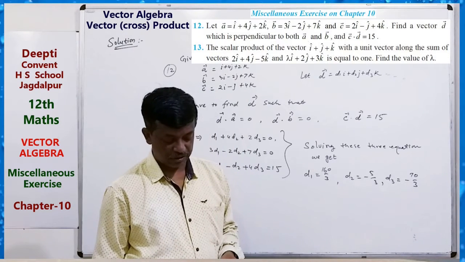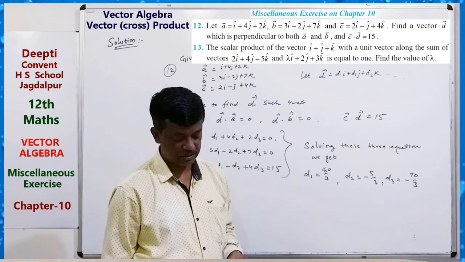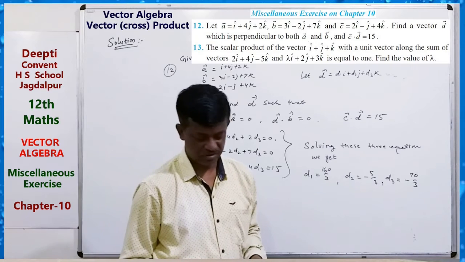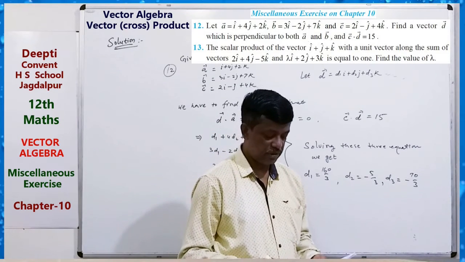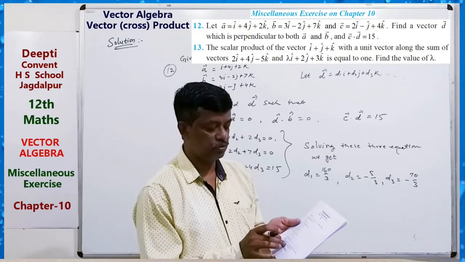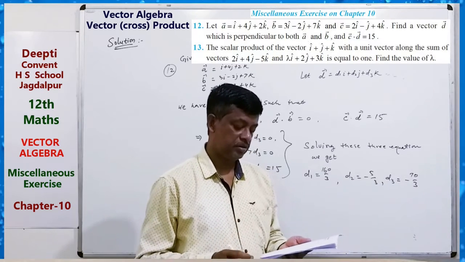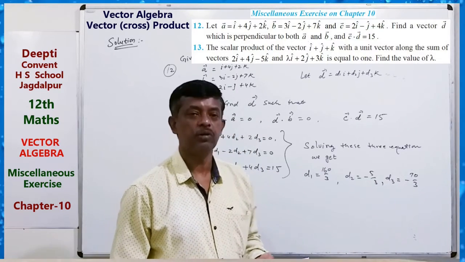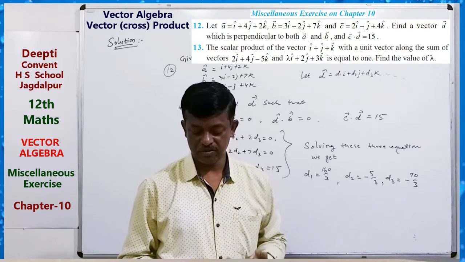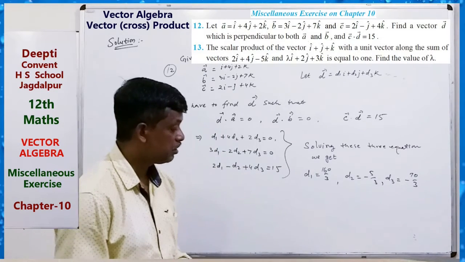The scalar product of the vector i plus j plus k with a unit vector along the sum of vector this and this is equal to 1. Find the value of lambda. So it is a very simple question. The other two vectors are given, just get their sum, take its dot product with i plus j plus k, put it equal to 1 and then solve. You can get the value of lambda. Okay, 13 is a simple question. Now 14.